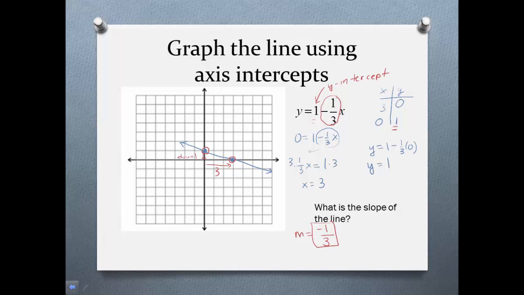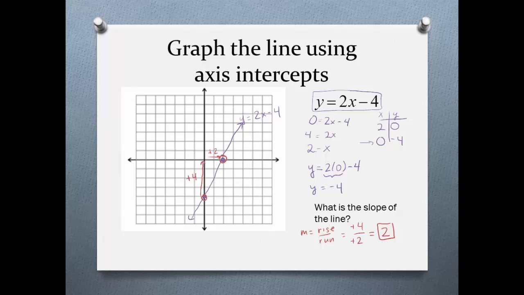If I go back to the previous example that we had, when I found this slope of 2, that is actually in the equation right here next to the x. So that's the slope. And this -4 that you see here, that ended up being one of your intercepts, your y-intercept. So that is also in the equation.